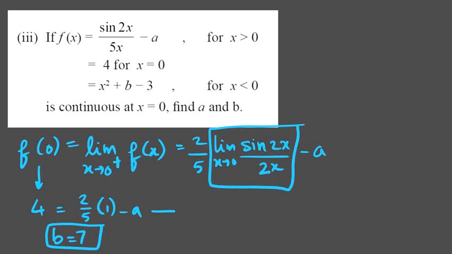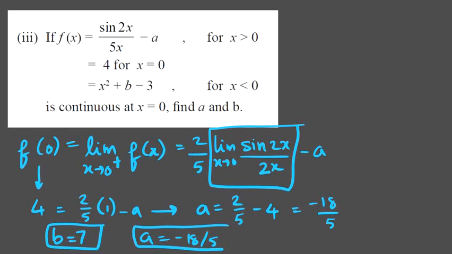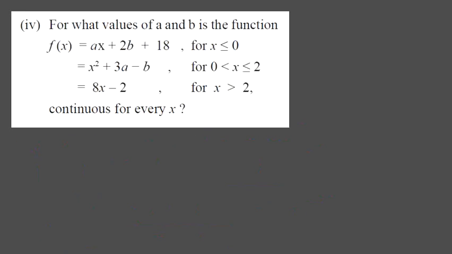So if you solve it, a will be equal to 2 by 5 minus 4, and that should be equal to 2 minus 20, which is minus 18 divided by 5. Yeah, so a will be equal to minus 18 upon 5, and that's where you have the values of a and b right there with you. Okay, so with that we go ahead with our next question.